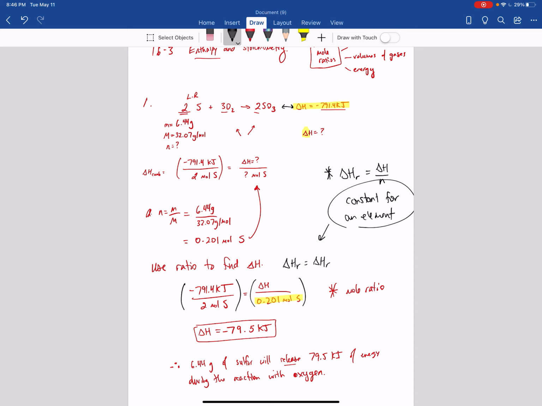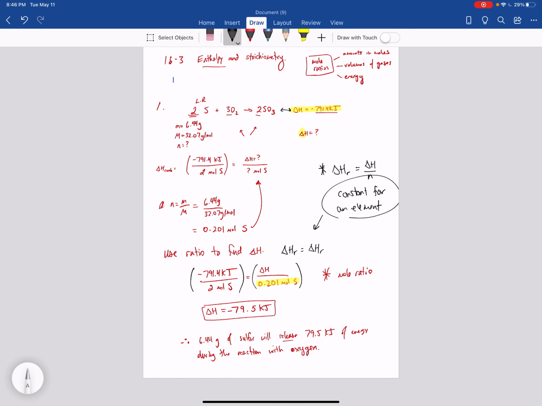Okay, so hopefully that helps in general. All right, and this can apply in a bunch of different scenarios. It's important for us just to know that we can use mole ratios, like it says in the top right corner, to find amounts, volumes, and energy.